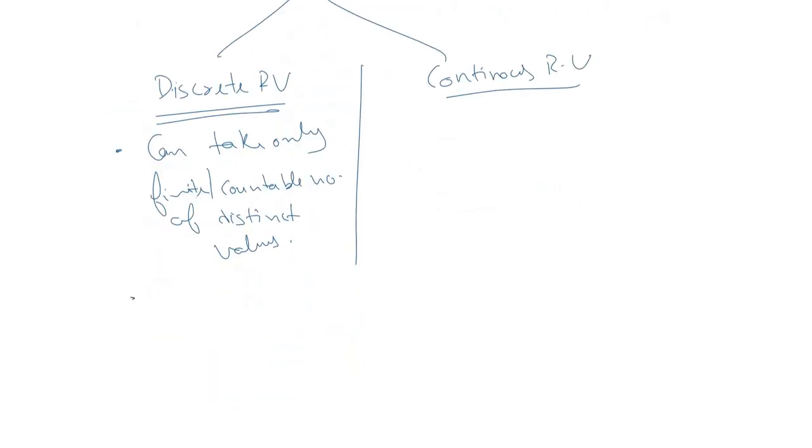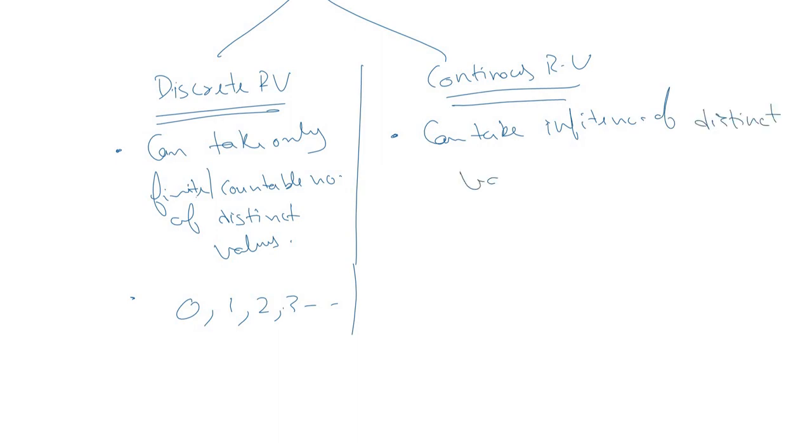For example, just like the number of children in a family, these are finite in nature, right? So we can easily number those 0, 1, 2, 3, 4 and so on, right? On the other hand, continuous random variables are those which can take an infinite number of distinct values.